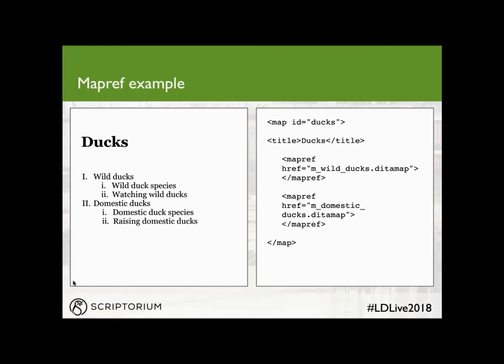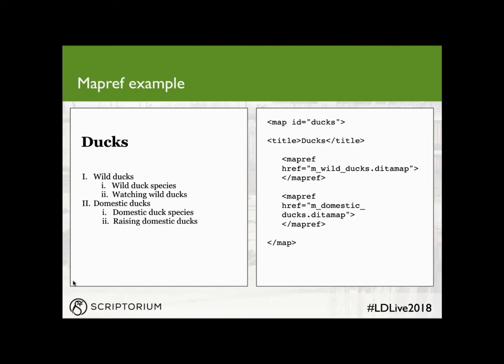What we have here is a map called Ducks, and it's set up just the same as our other map. We have the map element containing the entire map. We have the title element for Ducks. And then instead of having topic ref elements, we have map ref elements here. So we have one reference to a map called Wild Ducks, and our second reference is to a map called Domestic Ducks. And when you use a map ref element, the table of contents for the main map will display all of the topics that these submaps reference.